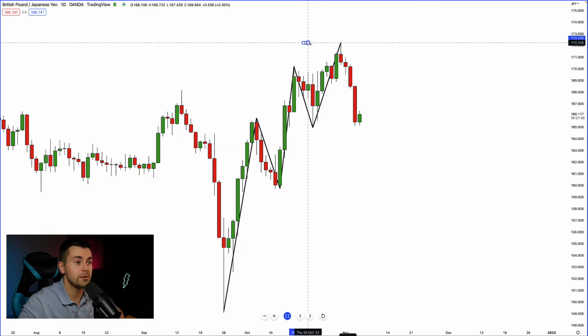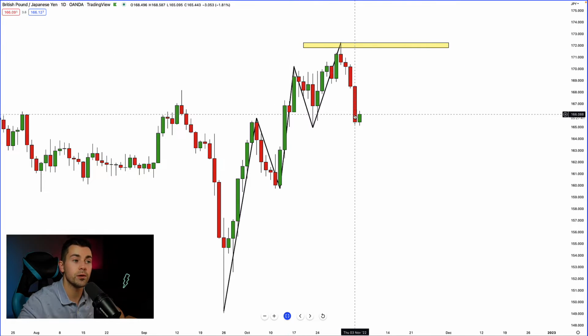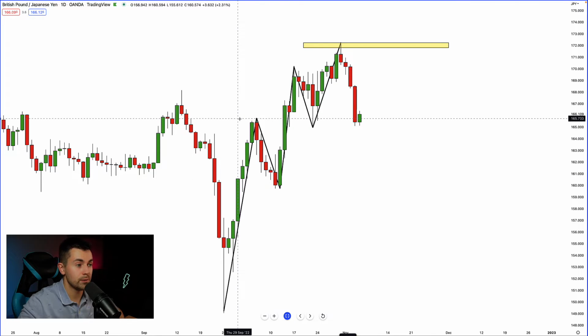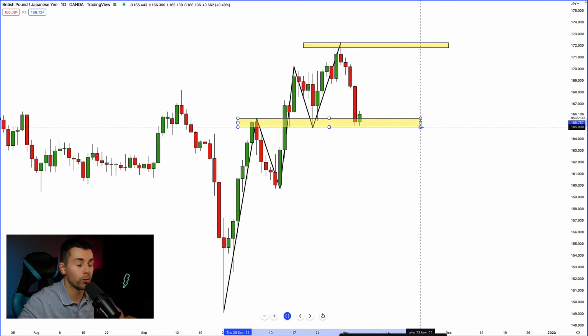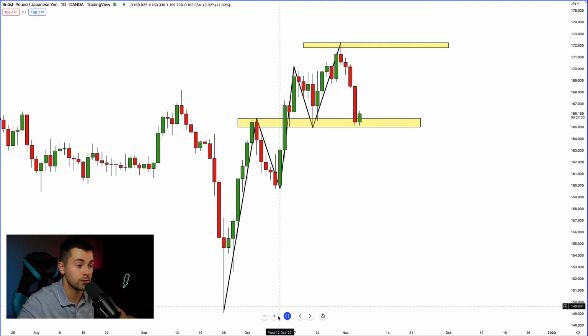You can see that here is our first resistance. From that structure recently, the market dropped sharply and we saw a very strong bearish movement from that. So we underline that. The next structure that we see is a very strong support right here. You can see that in the past it was quite strong resistance, and after the breakout it turned into support, and 1, 2, 3 times in a row it was nicely respected.